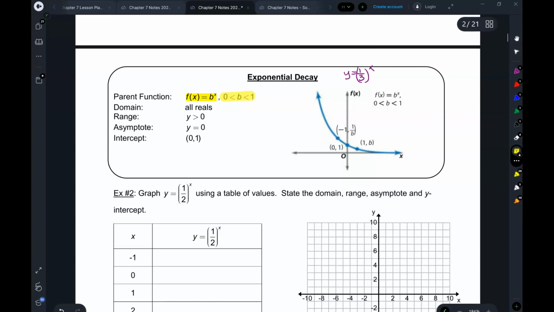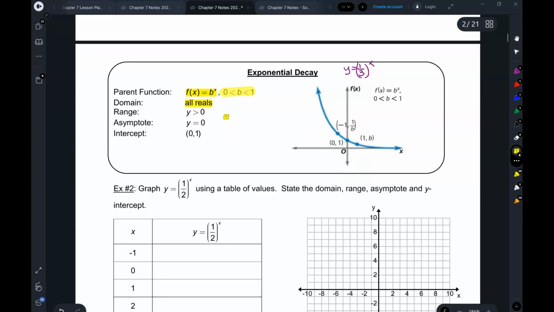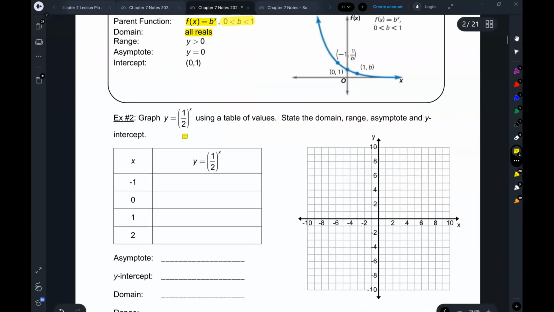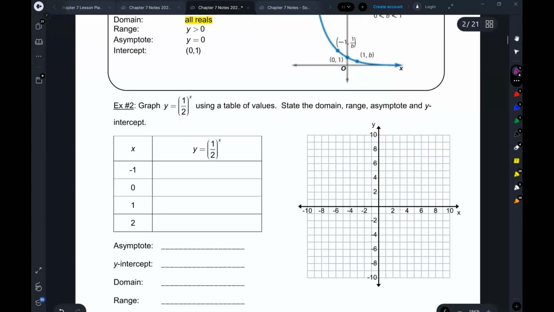So again, the domain is all real numbers, and the range, we can take a look. Again, it's tied to the asymptote. If it sits above, it's greater than. If it sits below, it's less than. Okay, so let's graph an exponential decay function. Do you see how that's decay? Because it's half to the x.